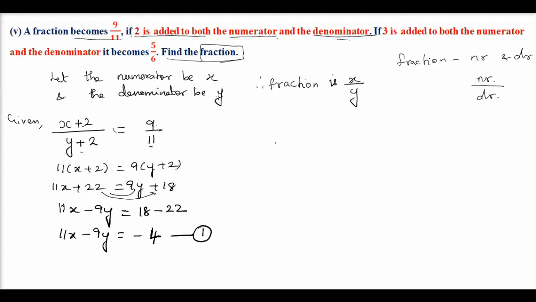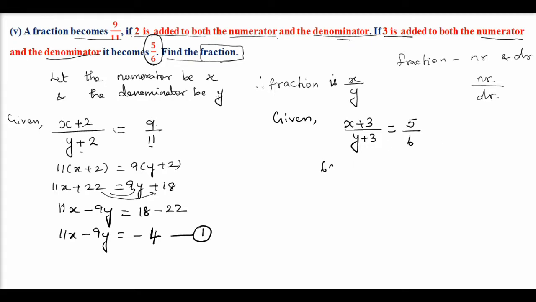Now one more condition given in the problem is, if 3 is added to both numerator and denominator. So we are going to add 3 to both the numerator and denominator. So I'll add 3 to x as well as y. Then the fraction becomes 5 by 6. So the fraction is equal to 5 by 6. So this is our second condition given. Now we'll simplify this to get the second equation.